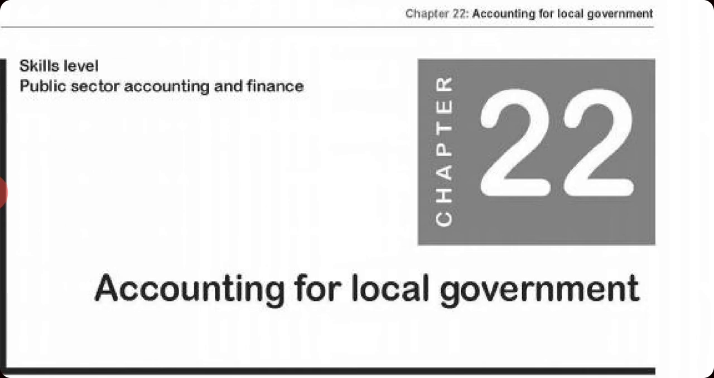So today we are going to be having a class on public sector accounting, and the topic we are to have today is accounting for local government.